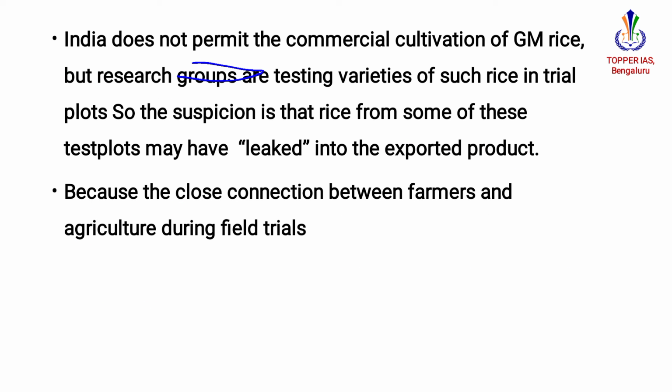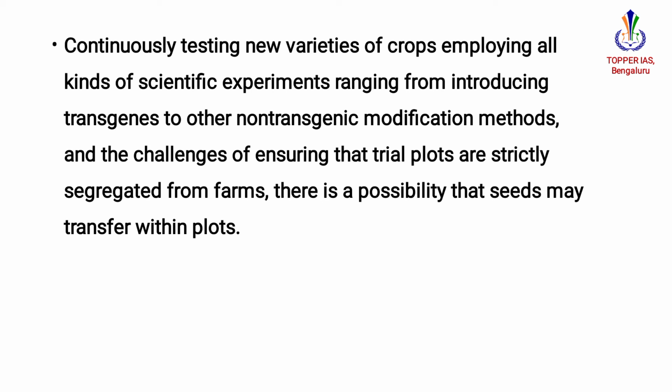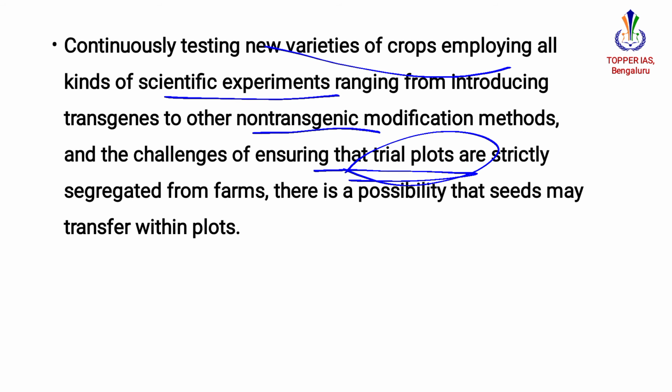India does not permit any commercial cultivation of GM rice, but research is done for testing varieties of such rice in trial plots. The suspicion is that it may have leaked from these plots and contaminated the nearest agricultural land, because of the close connection between farmers and agriculture during the field trials. This would lead to some changes, with new varieties of crops employing all kinds of scientific experiments. For this, India should focus on non-transgenic modification and the challenges in that, and we should segregate these trial plots from normal agricultural land, and identify transgenic modification and non-transgenic modification.